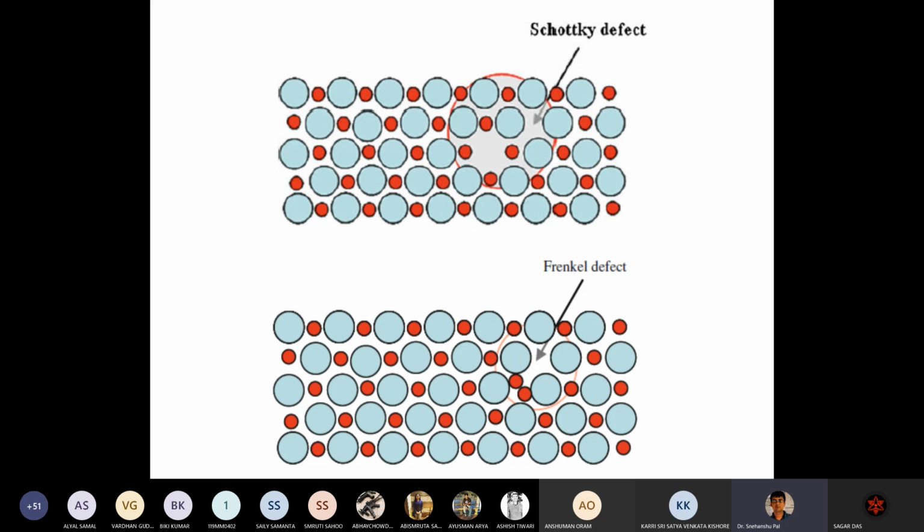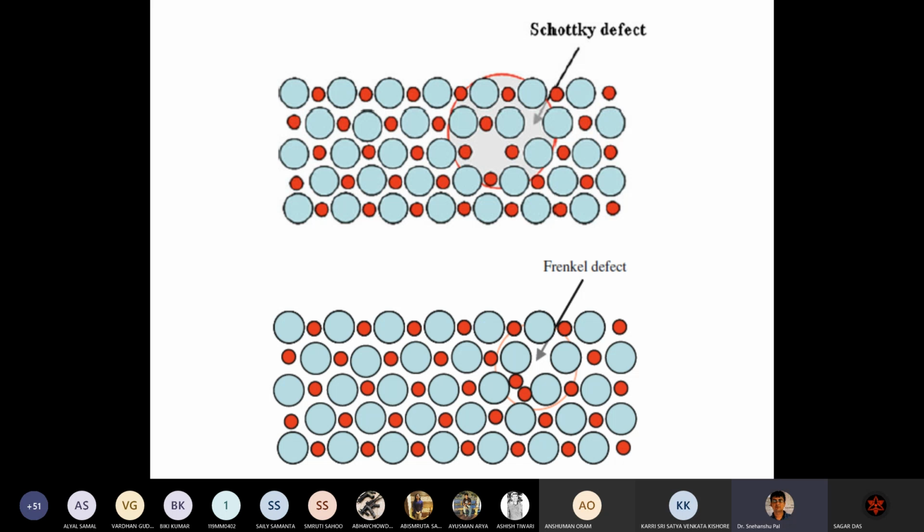So, if you check the Schottky defect, it actually causes a decrease in crystal density, and you can tell that this kind of defect also leads to volume expansion.